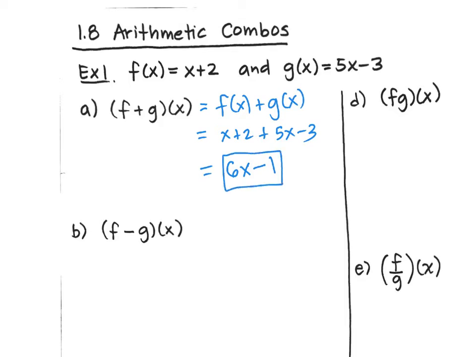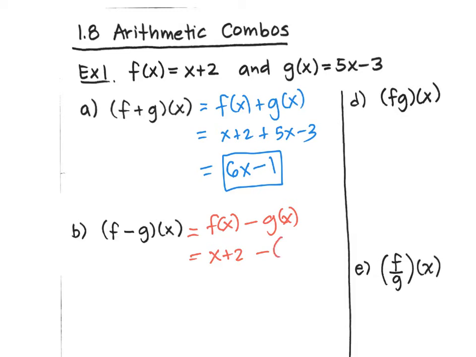Okay, for example B, I'm going to subtract the functions. So f minus g of x is the same as saying f of x minus g of x. You don't need to write this step every time, but that's all they're asking you to do. Again, f of x is x plus 2. Then I'm going to subtract g of x.